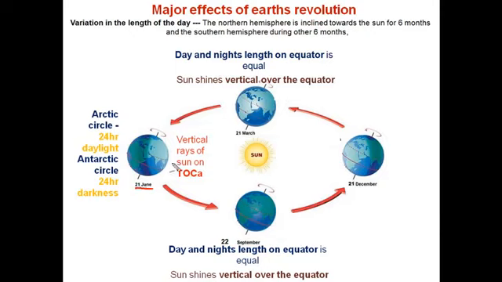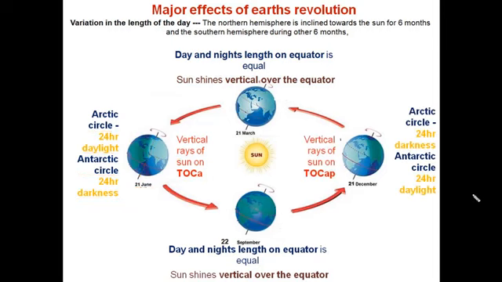On 21st June, the vertical rays of the Sun will fall on the Tropic of Cancer. It is due to the inclination of the Earth, 23 degrees 30 minutes, and facing towards the Sun. On that day, the Arctic Circle will experience 24 hours of daylight and the Antarctic Circle will experience 24 hours of darkness. The same situation is also seen on 21st of December.